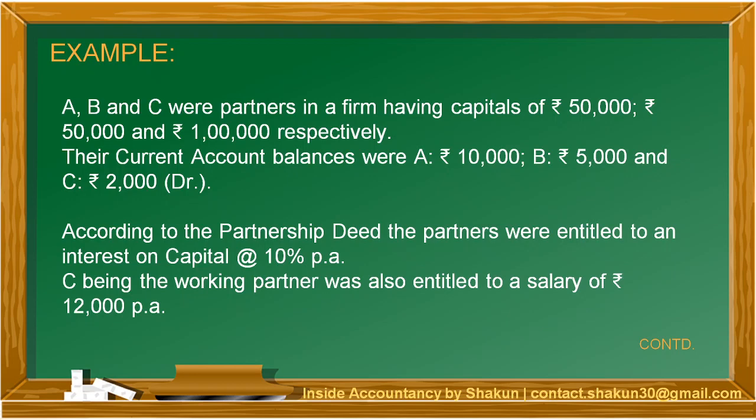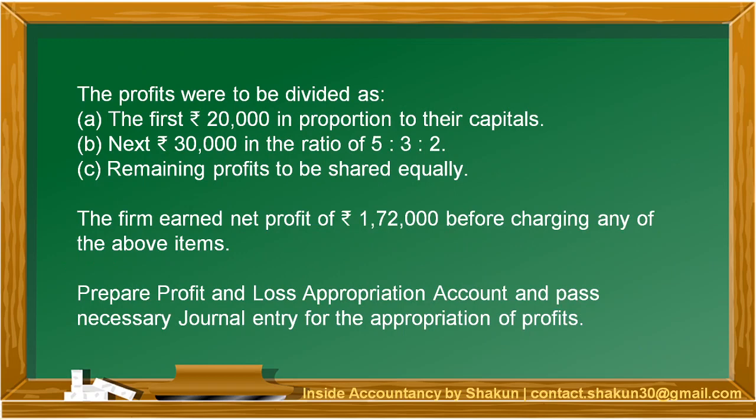C being the working partner was also entitled to a salary of 12,000 per annum. Since per annum is given, therefore we are not going to multiply it by 12 or 4 in case of quarterly salary. The profits were to be divided as the first 20,000 in proportion to their capitals.